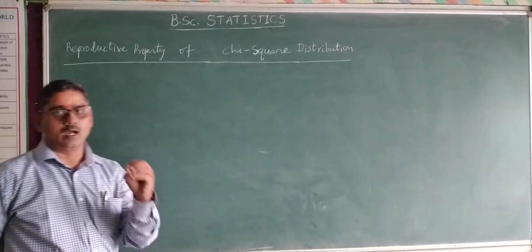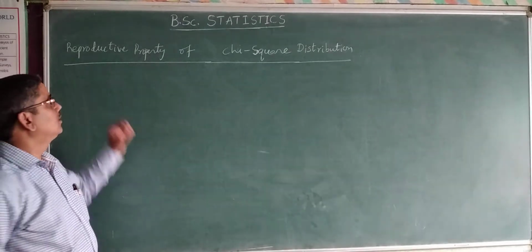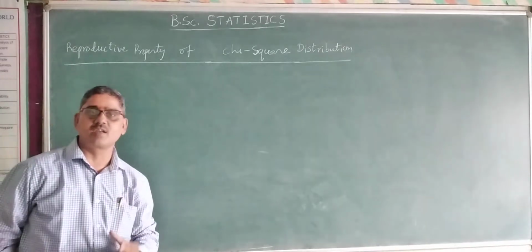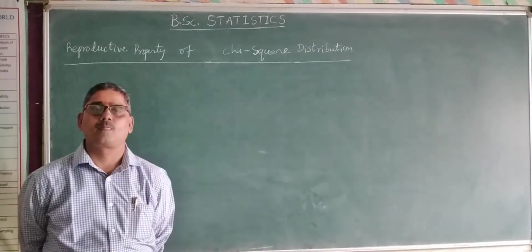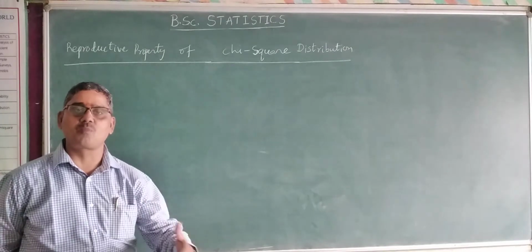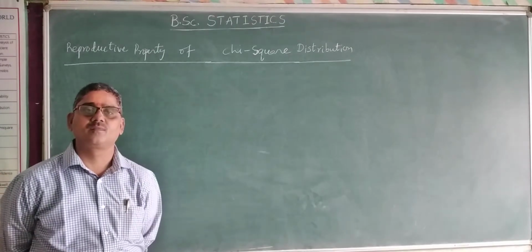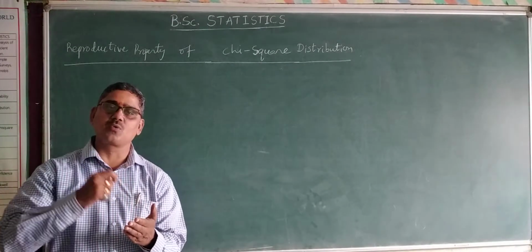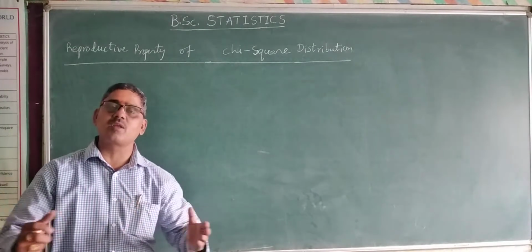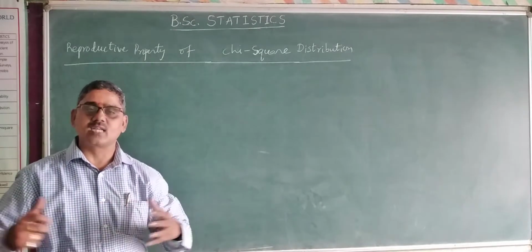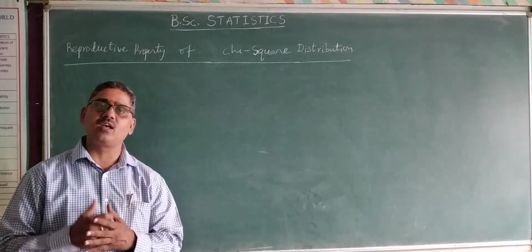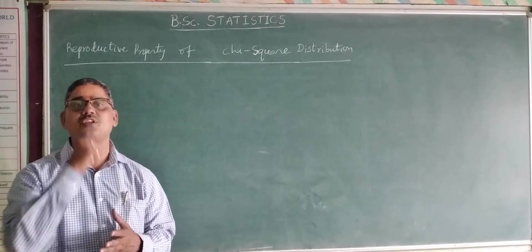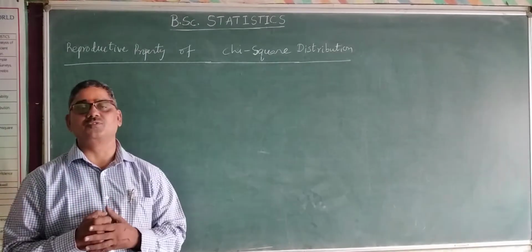In this lesson, we discuss the additive property or reproductive property of chi-square distribution. What is the additive property of chi-square distribution? If we consider chi-square 1, chi-square 2 and so on chi-square k as k independent chi-square variates, then the sum of the k independent chi-square variates is also a chi-square variate. That is the additive property of chi-square distribution.